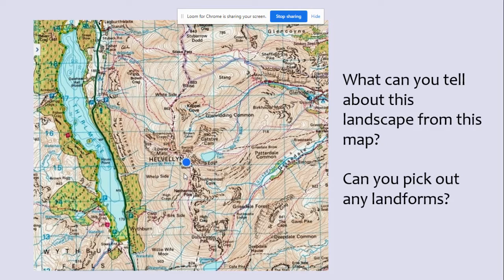So what can you tell about this landscape from this map? Are there any landforms that you can pick out? So I'd like you to press pause and just note down some ideas of what you can see.